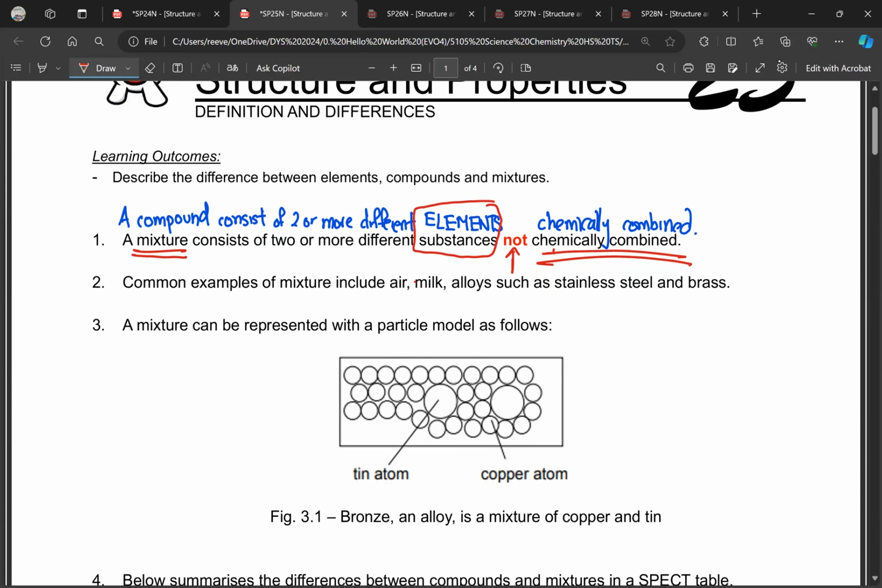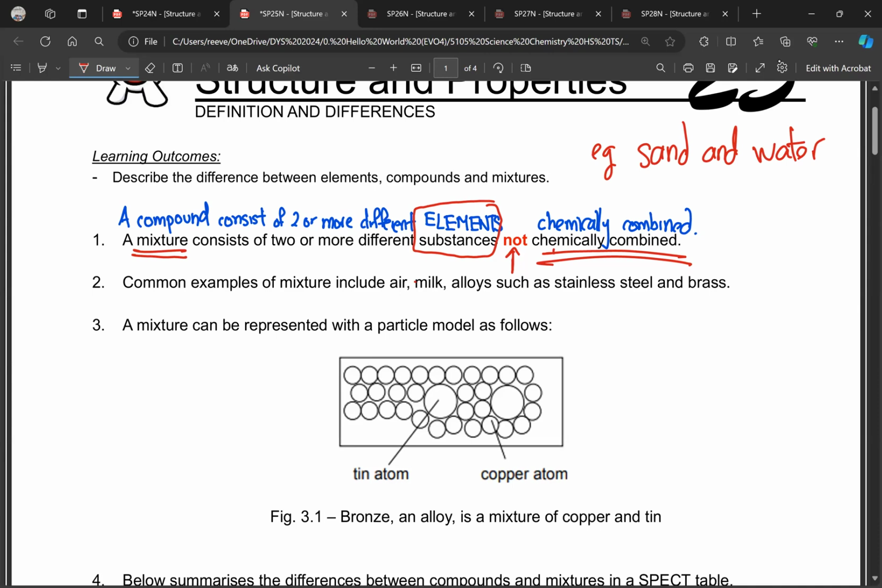Okay, I give you an example. What is a mixture? Sand and water. Sand and water, you put them together, it's a mixture of sand and water. They never react, they never go through any chemical reaction. You still have sand and water when you put them together.